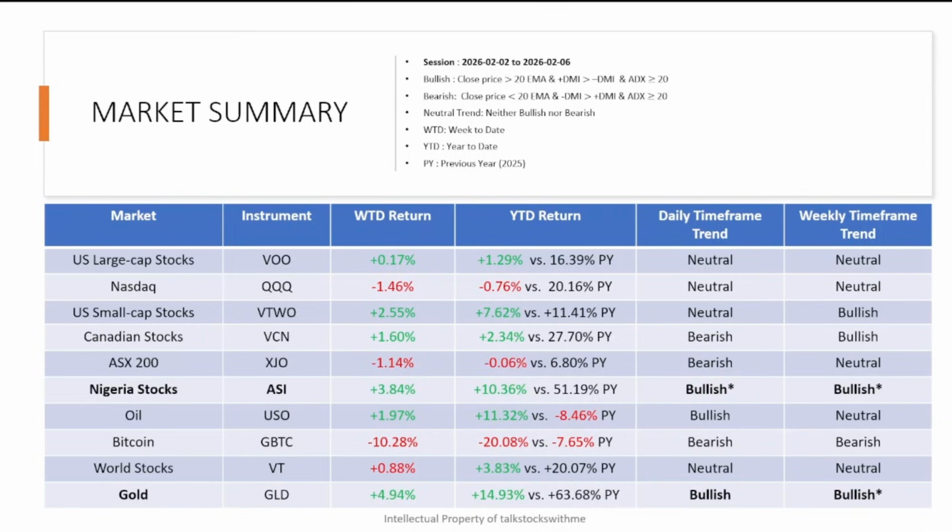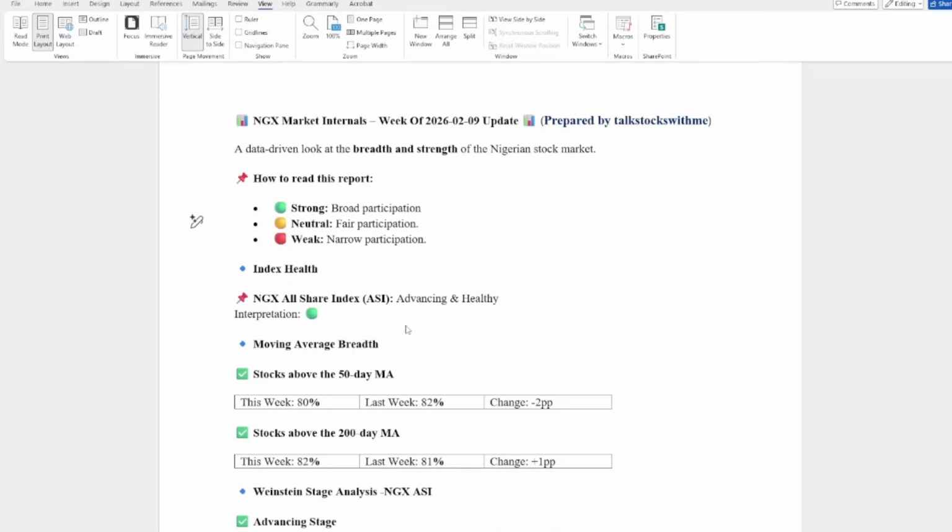Where we go in depth into the NGX ASI via our market internals. Welcome everyone to this week's NGX market internals. Remember, the market internals provide a data-driven look at the breadth and strength of the Nigerian stock market. As a reminder, the Nigerian stock market comprises 144 stocks which fall under various sectors comprising consumer goods, industrials, oil and gas, banking, to name a few.